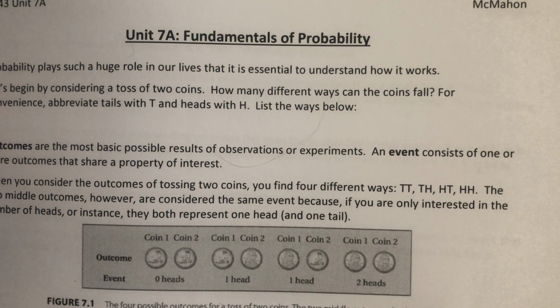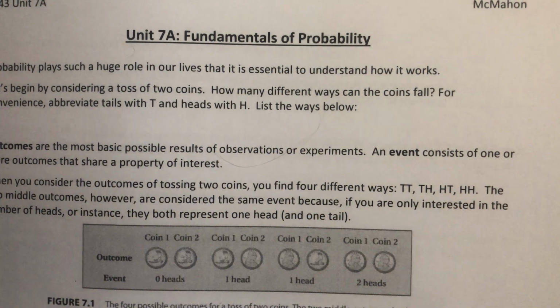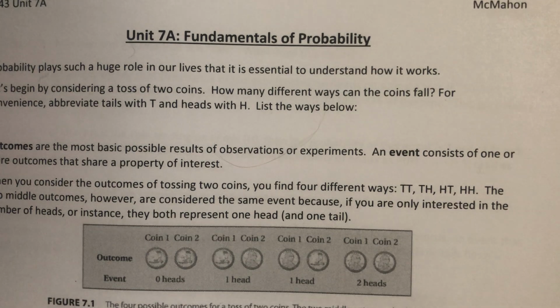Okay, so this time we are covering Unit 7A. This is just the very basics, the fundamentals of probability. Hopefully, you remember from high school some of your basic probability things. So, a couple things to do. There's really two kind of definitions you got to know. One of them is outcomes, and the second one is the event.